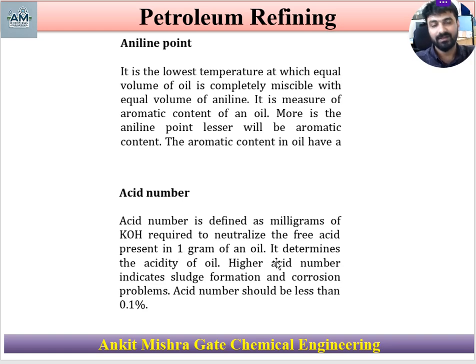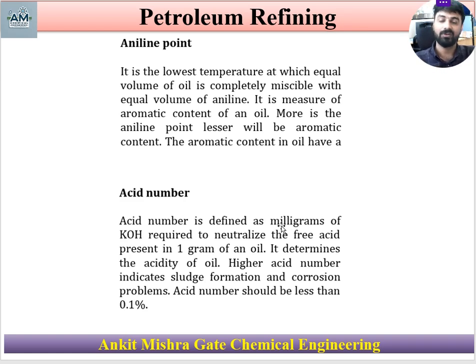And let's say in 1 milligram of oil, how much free acid is there? If you want to neutralize the free acid by using KOH, the number of milligrams of KOH required is called the acid number. So you have to understand, in the options they can give you the number of milliequivalents, number of equivalents, all of these things, but all of those options will be wrong.